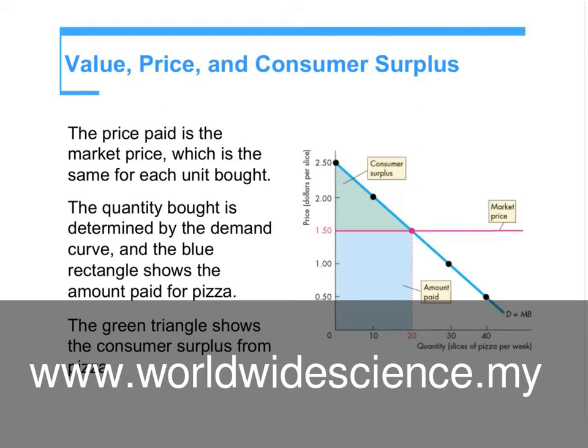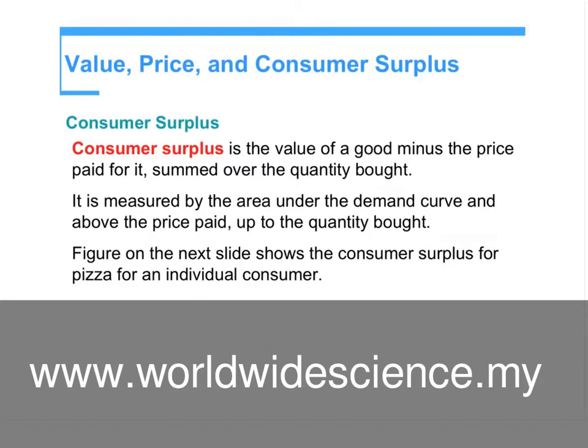So one more time. Consumer surplus is the value of a good minus the price paid for it, summed over the quantity bought. And in the chart, you can see it here. So the green triangle is our consumer surplus. The blue rectangle is the amount paid for it. And the red line is our market price. Okay. Value, price, and consumer surplus.